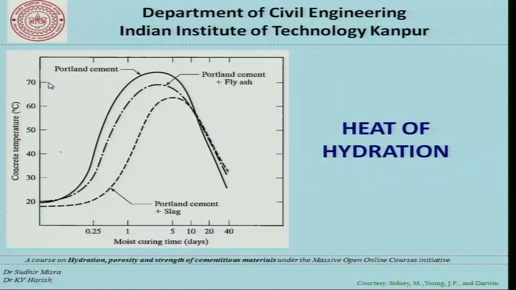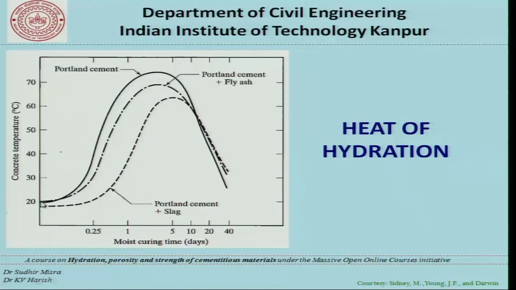In the y axis what is given is the concrete temperature, and in the x axis what is given is the moisture curing time, which is ranging from 0 to typically 28 or 40 days. Usually 90 percent of hydration takes place at about 28 days. So they have given somewhere between 20 to 40.